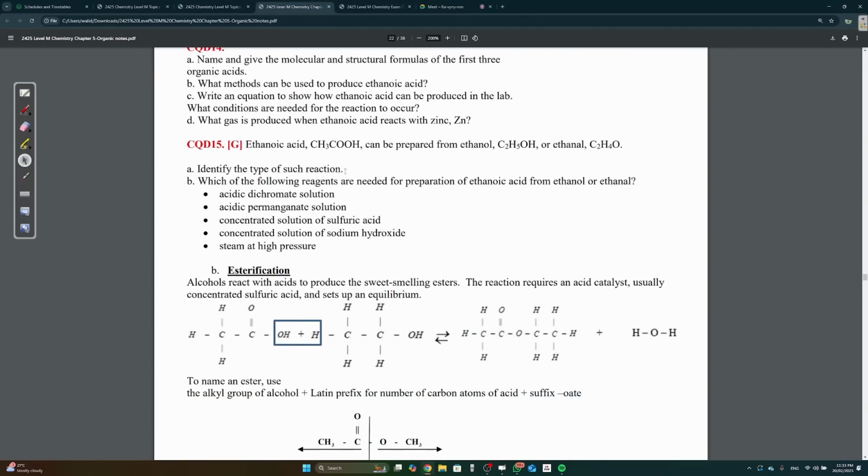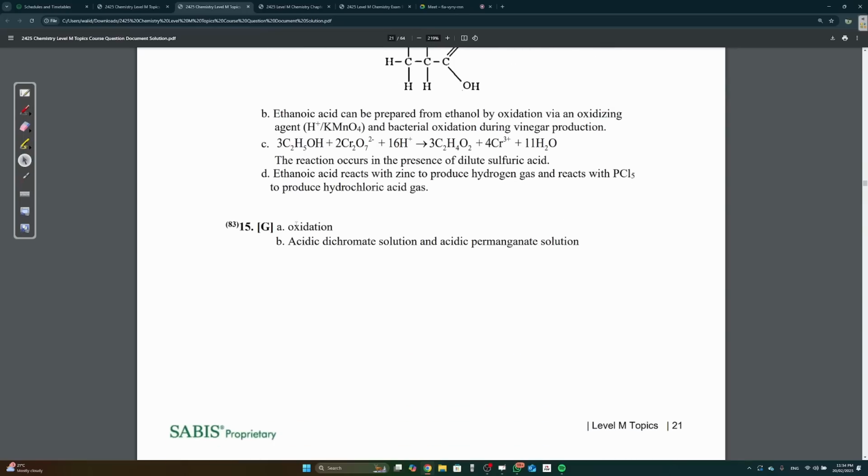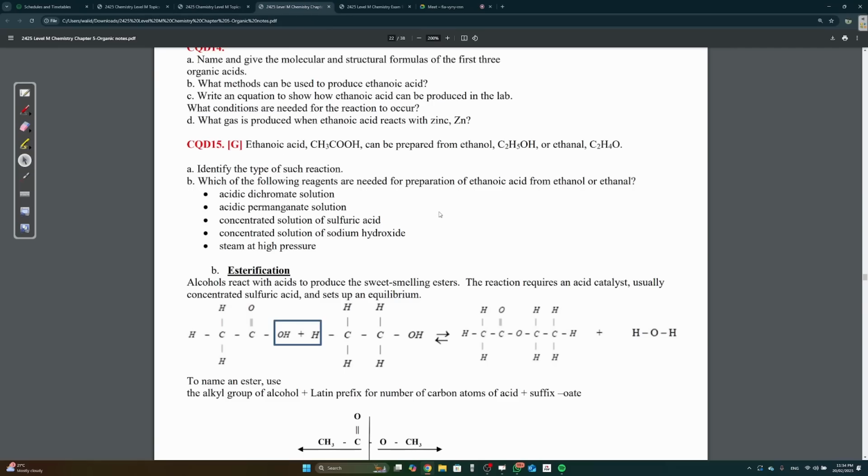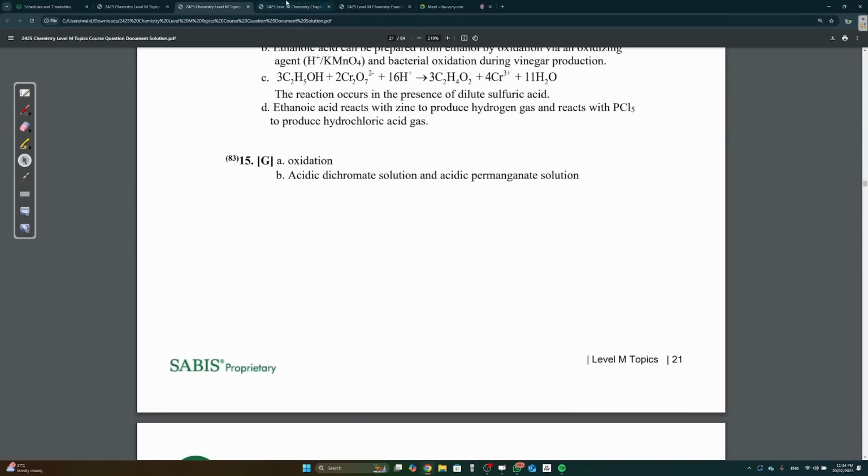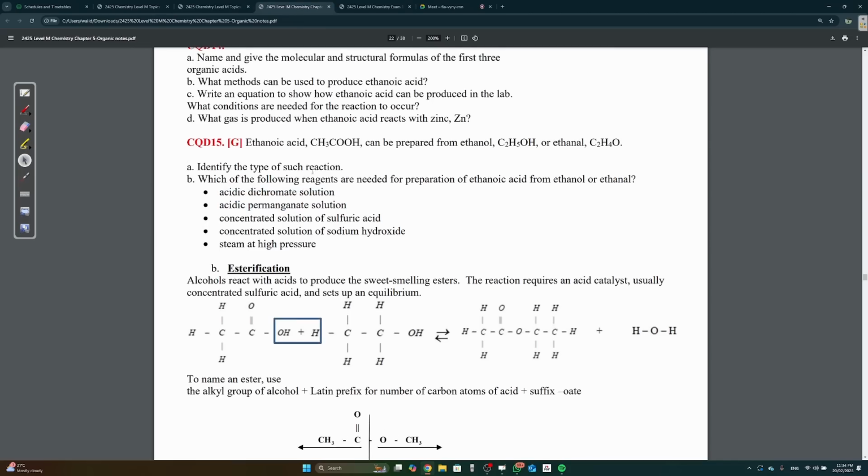Ethanoic acid, CH3COOH, can be prepared from ethanol, C2H5OH, or ethanal, C2H4O. Identify the type of such reaction. When you go from alcohol to ethanoic acid, what's the only way that we can get a carboxylic acid? Through an oxidation reaction, right? Which of the following reagents are needed for the preparation of ethanoic acid from the alcohol? Obviously, it's these two: the dichromate solution and permanganate solution, K2Cr2O7 and KMnO4.